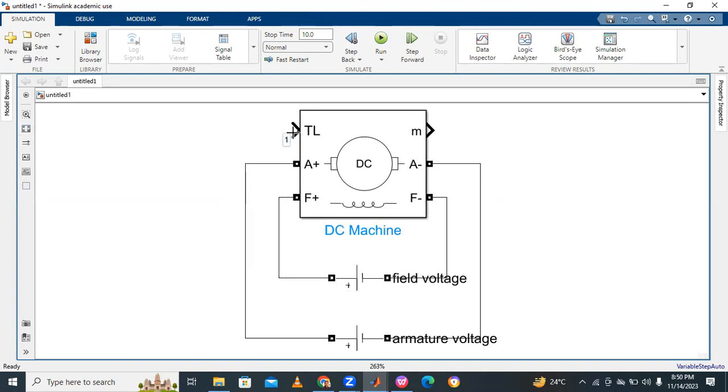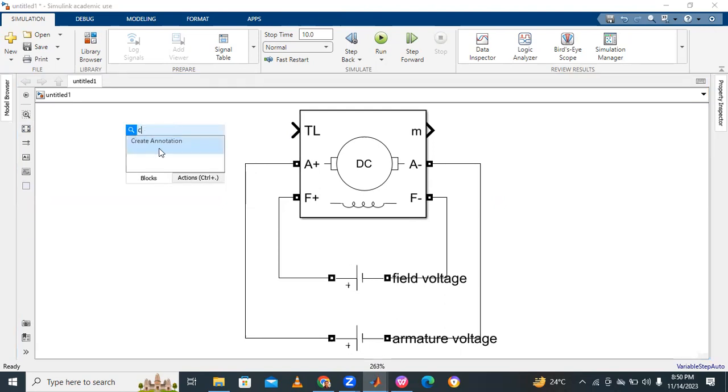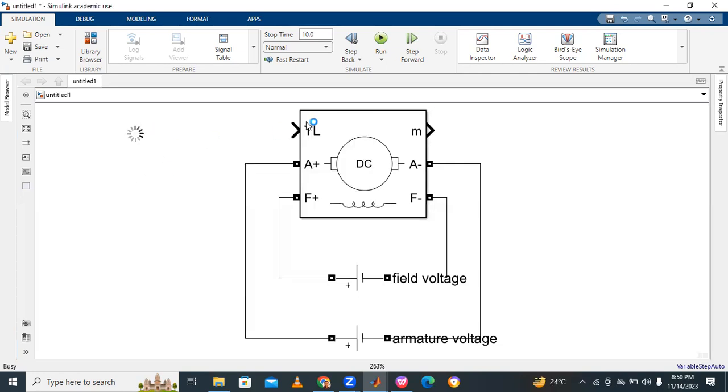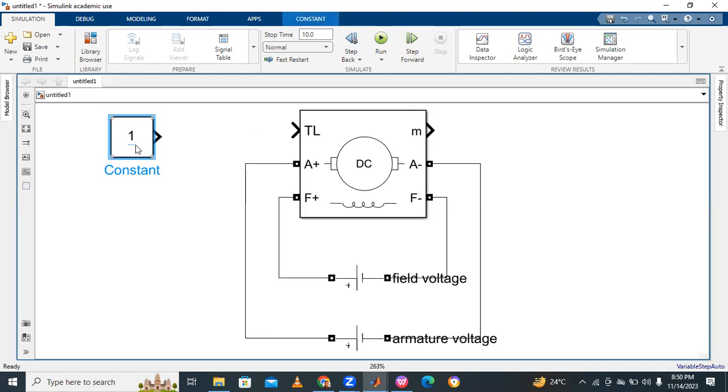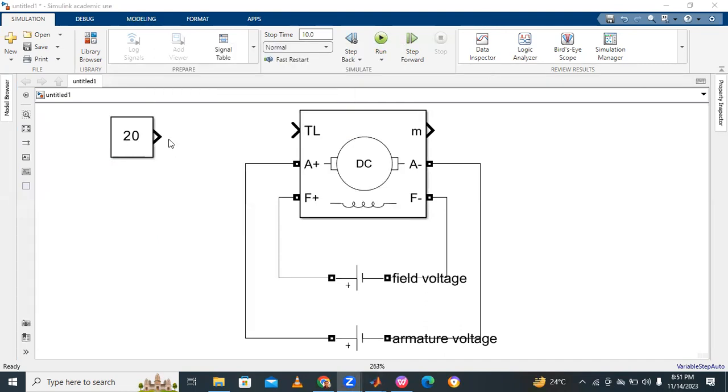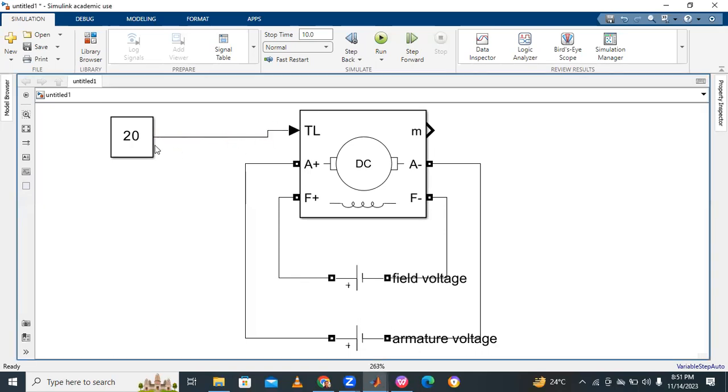And then this is called load torque. So take one constant and connect it directly to the load torque. Load torque is fixed here. To change the load torque, open this block. Right here, load torque is approximately, for this motor according to our data, 20 Newton meter. Then apply and okay. Load torque 20 Newton meters. Connect this load torque to here, TL.